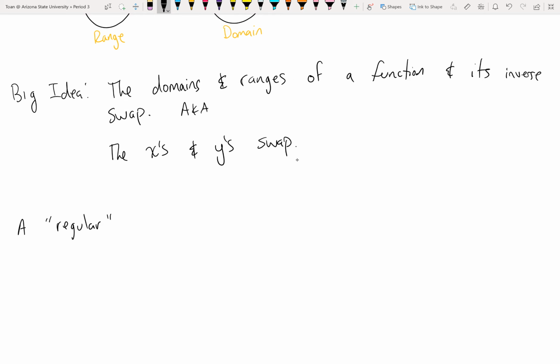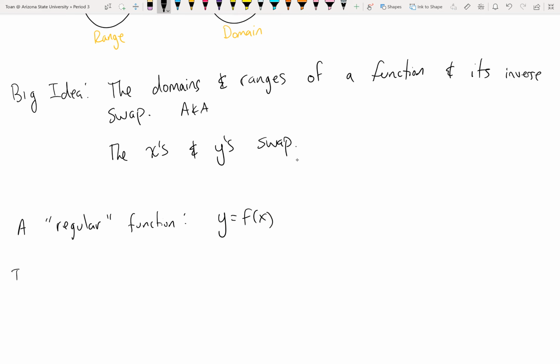regular function, it's always y equals f of x. The function takes in x's and spits out y. That's exactly what this says. F of x, it takes in x's, equals y. It spits out y values.